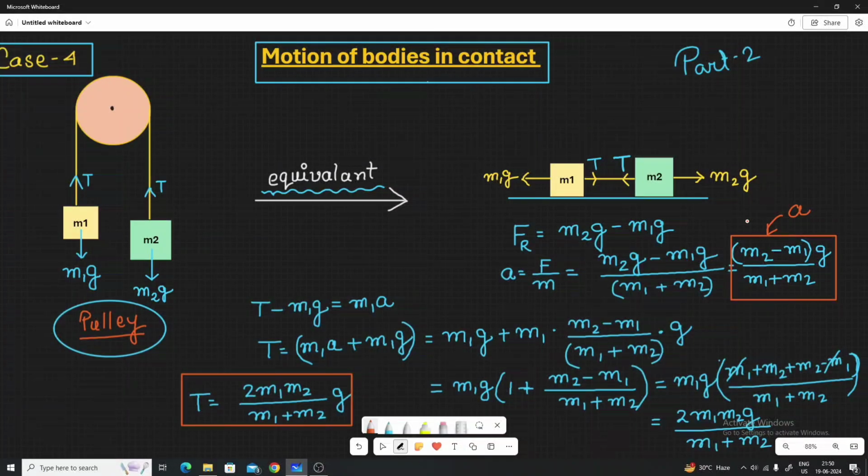On the basis of this theory, so many problems can come in NEET as well as in the ISC or in the CBSE exam. So hope you understood this problem.